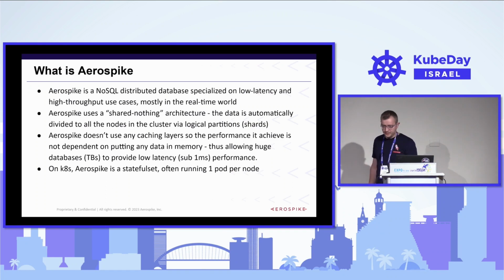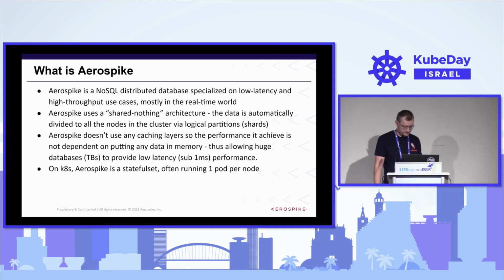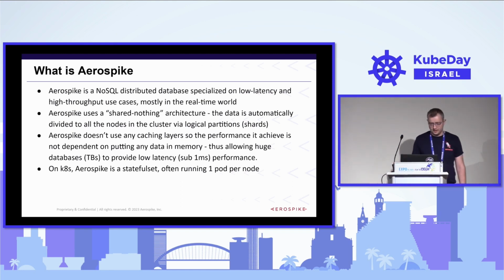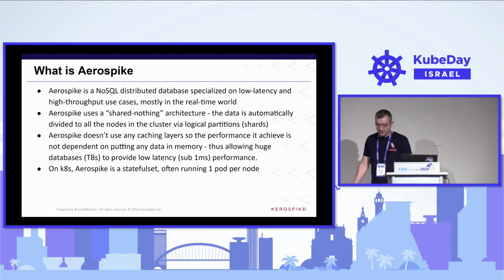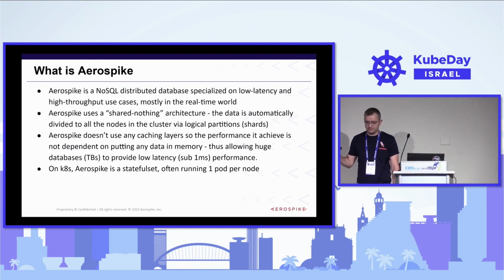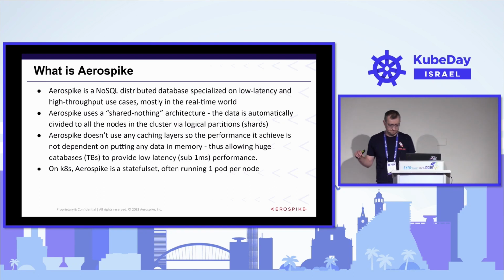So Aerospike is a NoSQL distributed database. It specializes in low latency and high throughput. It's useful for applications that need sub-millisecond data access. It uses a share-nothing data model, meaning that each node of the cluster holds a unique subset of the data.